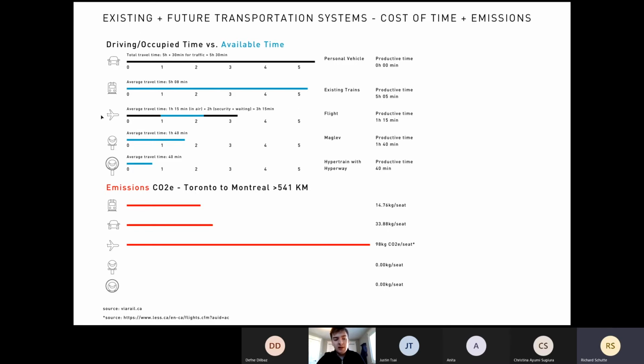In a plane, the ride takes a shorter amount of time, but there's more time being at the station, going through security, waiting, and the available time is still shortened because of that. In contrast to future transportation systems like maglev or Hyperloop, a maglev will make the trip from Toronto to Montreal in 1 hour and 40 minutes, and a Hyperloop would make it in 40 minutes. Below here is shown the CO2 equivalent emissions for train, vehicle, plane, Hyperloop, and maglev. And you can see the emissions of a plane is just extraordinary.